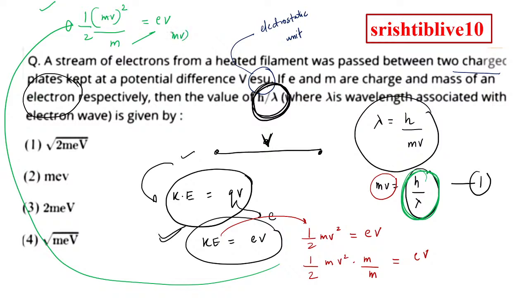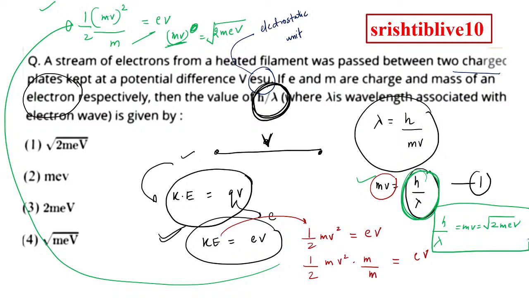So (mv) whole square is equal to 2meV, right? And I need to find out this value of mv, so I'll be taking the under root over here. So under root of 2meV is equal to mv. So h by lambda, which is equal to mv, is equal to under root 2meV. Yes or no, everyone? Clear or not?